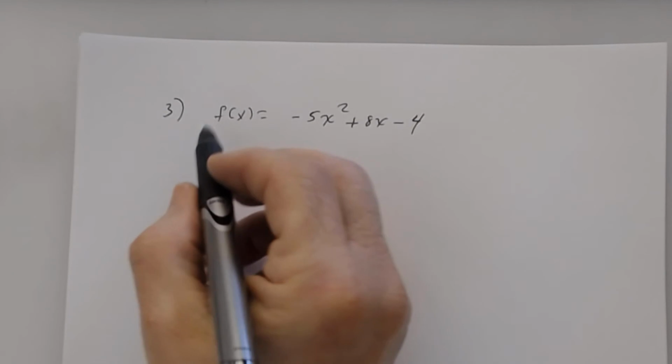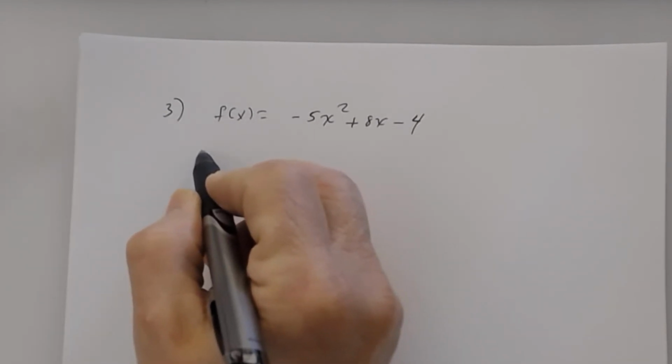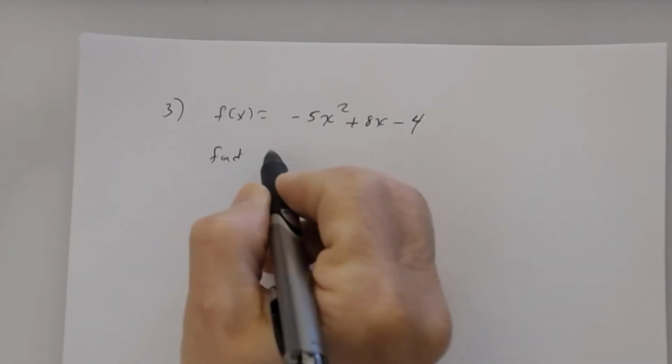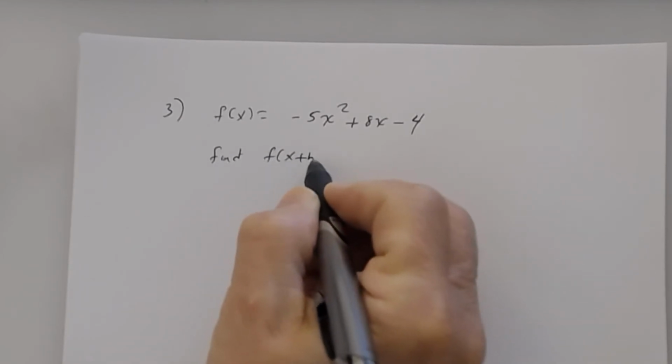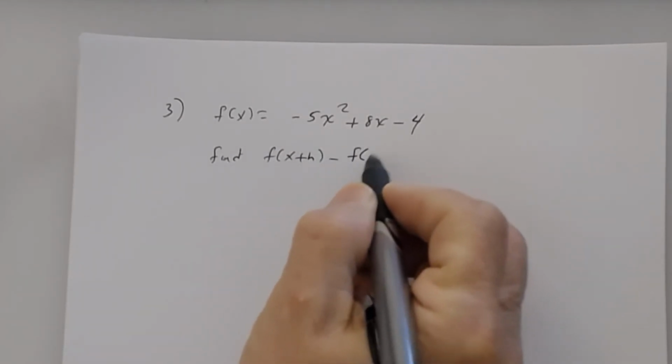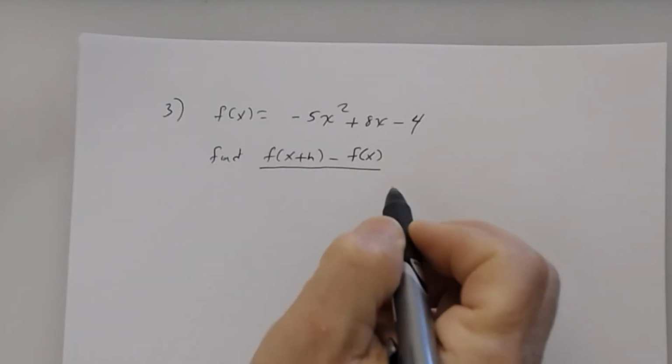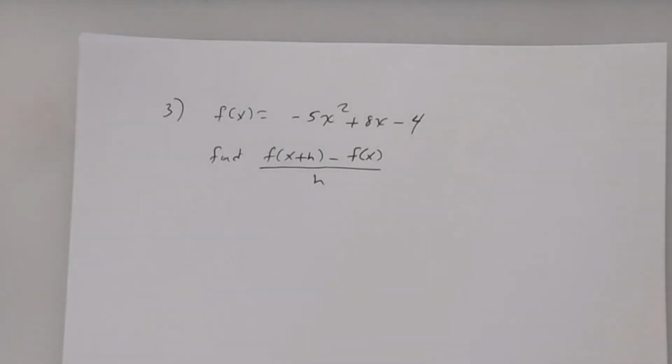So what's the difference quotient? We have to find f of x plus h minus f of x, all that being divided by h. So that's your difference quotient. So that's what you want to find. When it says find the difference quotient, that's what that means. You want to find that expression. So what's step 1? Find f of x plus h. That's your most work right there.